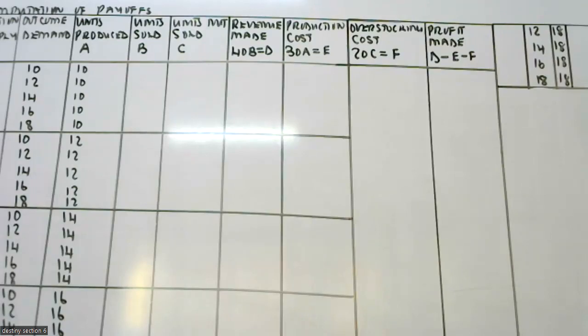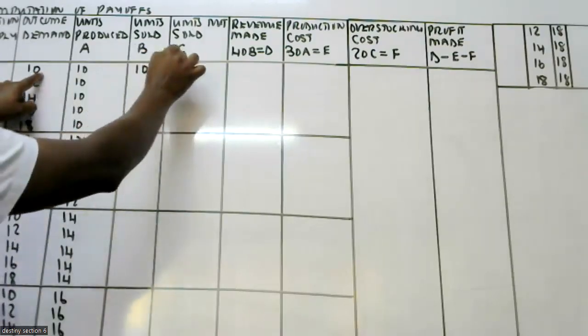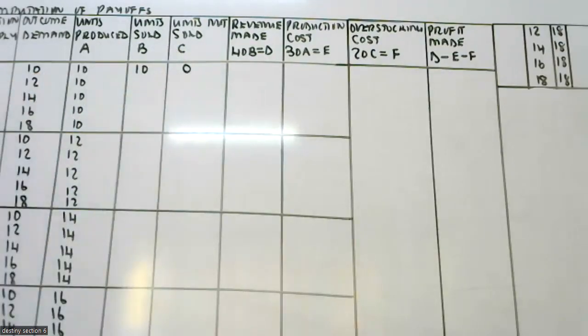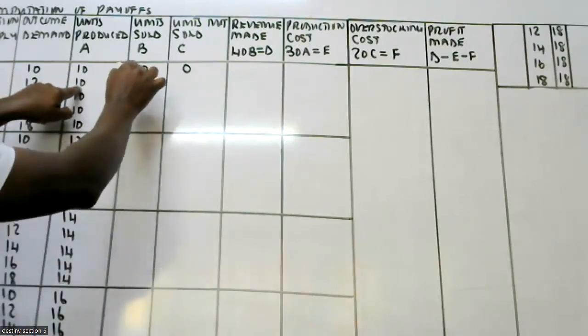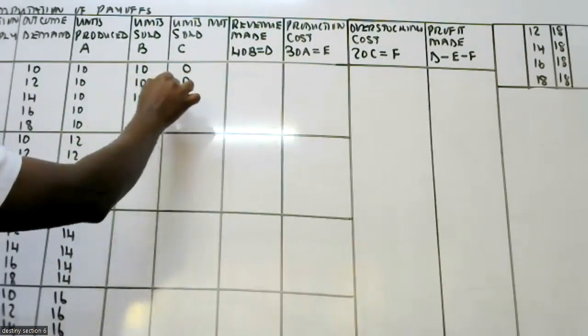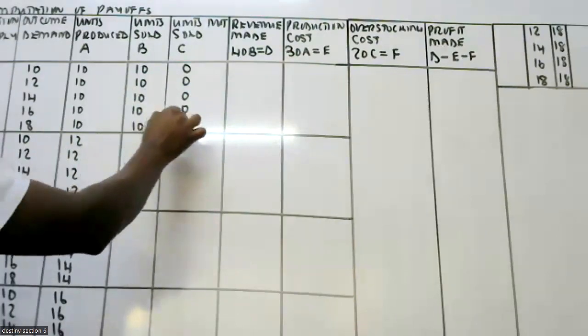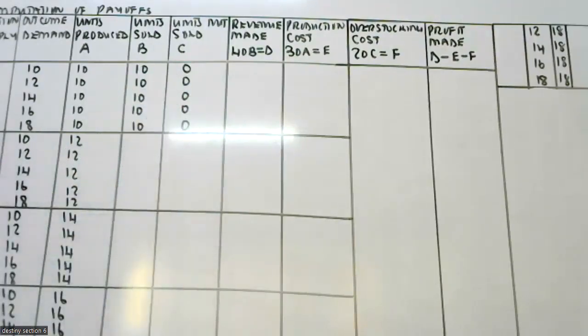That's fine. Let's now get the units sold and not sold. So we have produced 10, but there was a demand of 10. So we sell 10, and how many remain unsold? We have produced 10, again, demand of 12. So we sell 10, nothing remains unsold. So the same case here, nothing remains unsold.